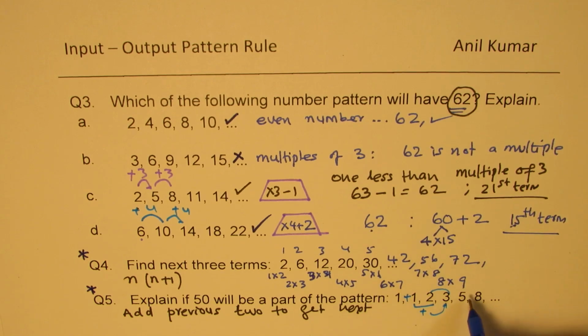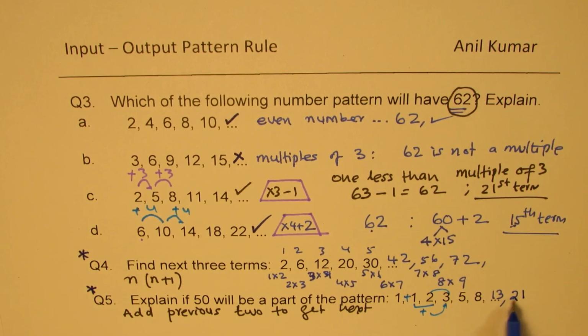So the next number should be what? 5 plus 8 is 13. Now, to get the next number, you have to add 8 to 13. So it will be 21. And 21 plus 13 will be what? 1 plus 3 is 4. And 2 plus 1 is 3. We get 34. Now if I add 21 and 34, I get which number? 5 and 5. I get 55, right? So I do not get 50, but I get 55. So in this case, 50 is not within the pattern, right? So 50 is not there.